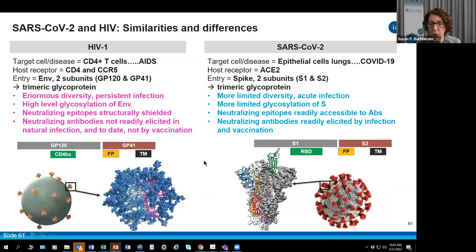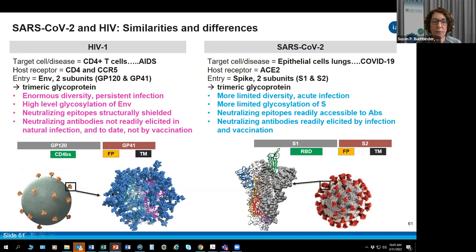Another talk that I'd highly recommend is Mark Feinberg's talk on HIV vaccines. To begin with, he described why it has been so hard to get to an HIV vaccine when we got to a SARS-CoV-2 vaccine so quickly. He described some substantial differences: HIV has enormous diversity and establishes a persistent infection, compared to SARS-CoV-2, which has more limited diversity and causes only an acute infection.